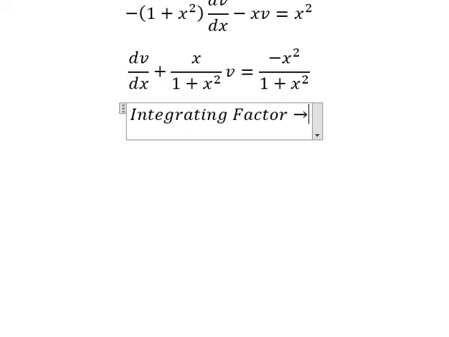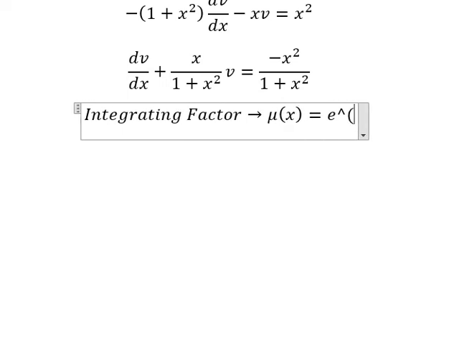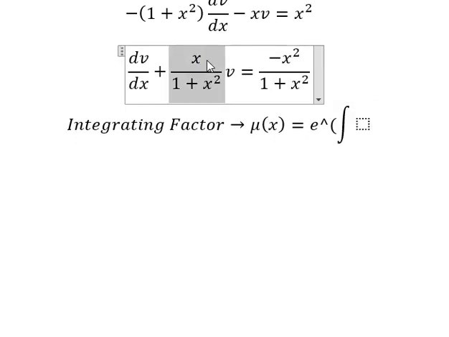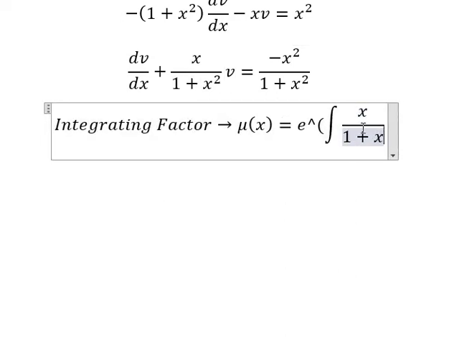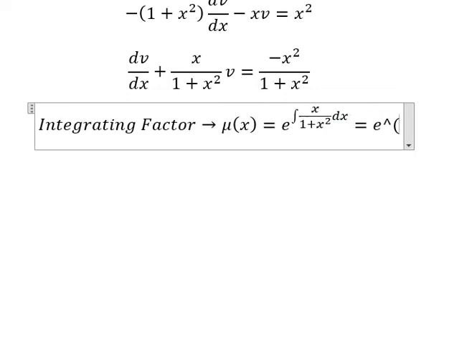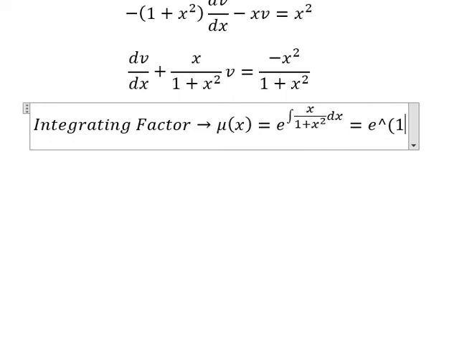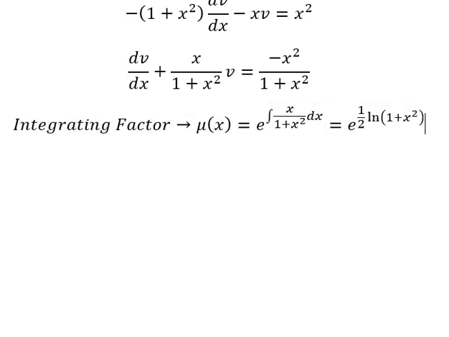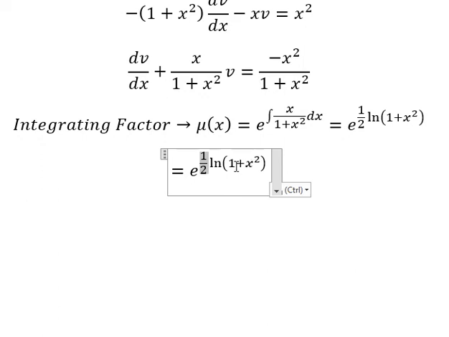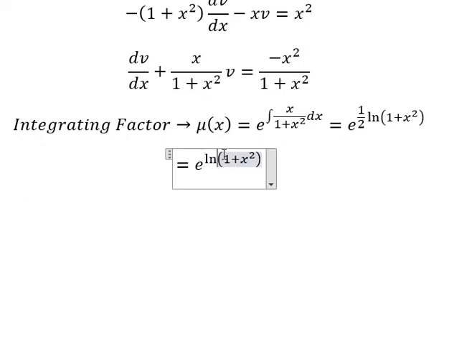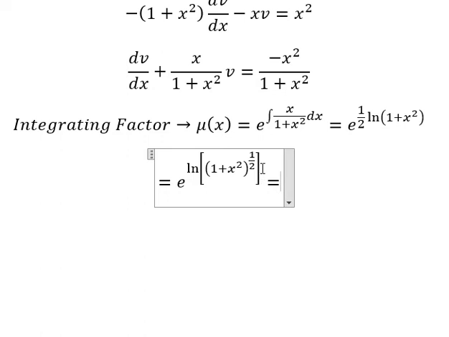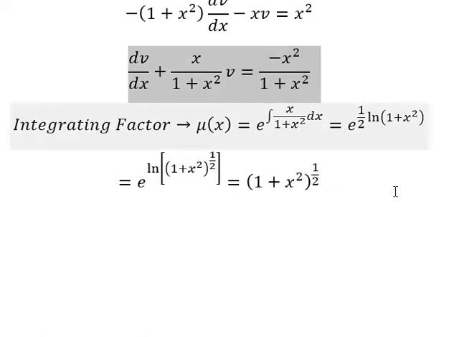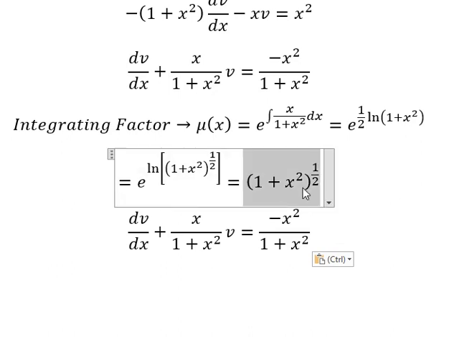So we need to find mu of s equals e to the power of the integration. We see that this one is next to v, and that is for the integrating factor. The integration of this one gives 1 over 2 ln of 1 plus s squared. Next, I will put 1 over 2 inside the ln, and this one we have like this. That means we multiply both sides by this one.